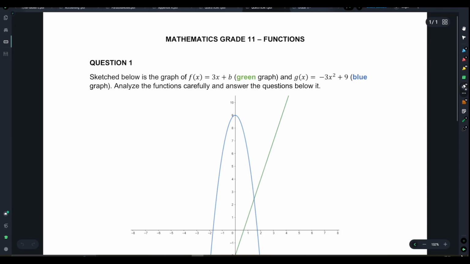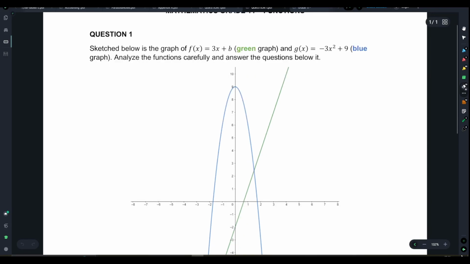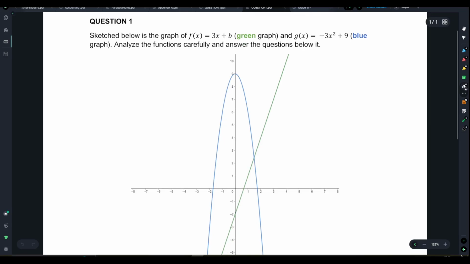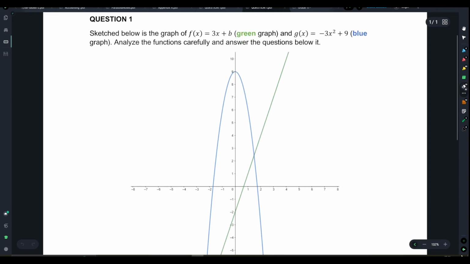Sketched below is the graph of f of x equals 3x plus b, the green graph, and g of x equals minus 3x squared plus 9, which is the blue graph. Analyze the functions carefully and answer the questions below it.